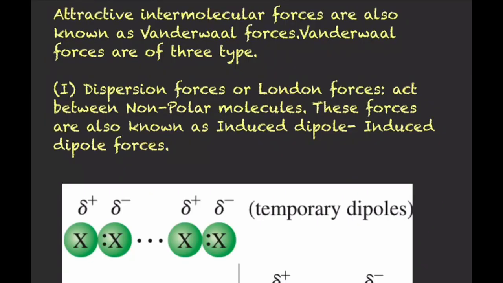In the last class we covered that intermolecular forces act between two molecules. Ion-dipole interaction is not an intermolecular force. Intermolecular forces are of two types, attractive and repulsive. So today we are going to discuss attractive intermolecular forces, also known as van der Waals forces. Van der Waals forces are of three types.